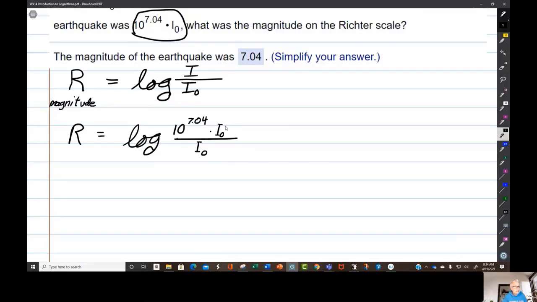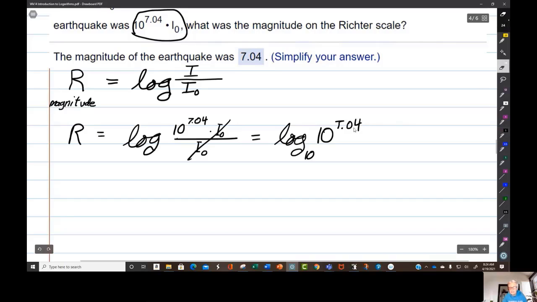Well, you can see right away, conveniently, the I naughts cancel, and you're left with log, let's say base 10, it is base 10, of 10 to the 7.04 power. You're about to discover a cool property of logarithms, an incredibly cool property of logarithms. But first, let's put it in the calculator.